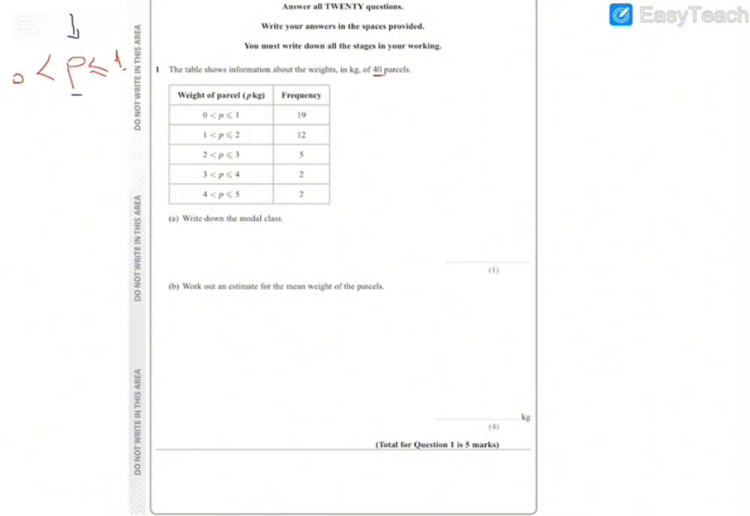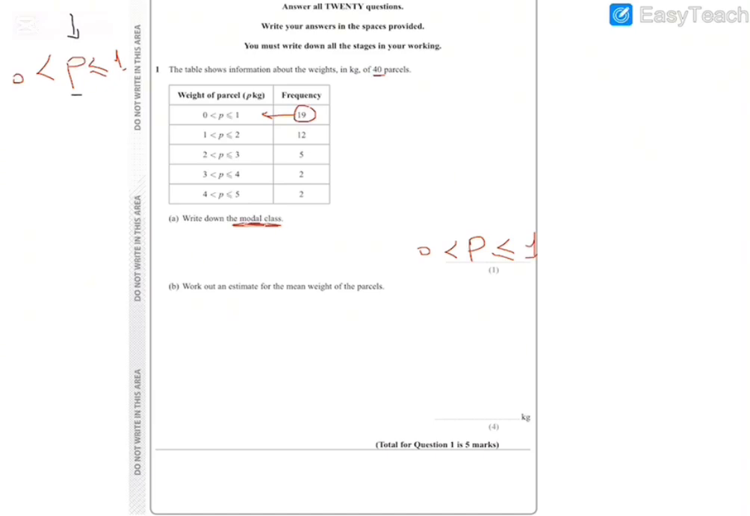My first question is A. Write down the modal class. What is the modal class? The most repeated class. Here we have frequency. What is frequency? Frequency is the number of repetitions. So I will go to the greatest number here. I don't want the number. I need the class of this number, which will be P more than 0 and less than or equal to 1. This is my modal class, the most repeated class. Okay.